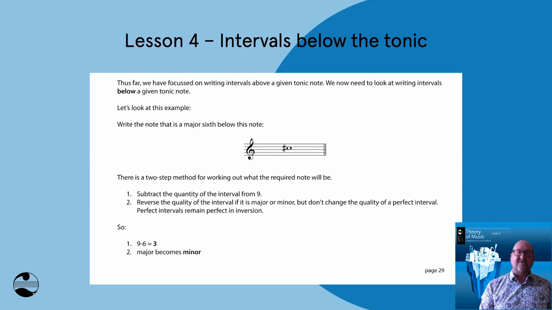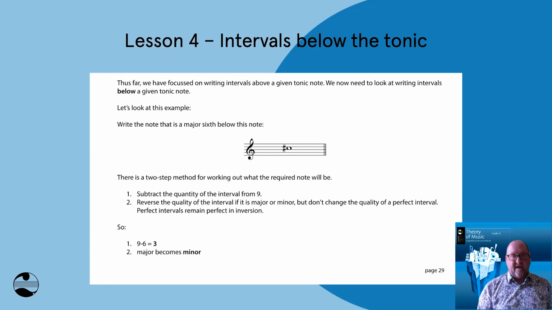The first one to look at is writing intervals below the tonic note. We haven't done this yet, and I think most of you will be familiar with the usual method. In the example on the screen, there's a C sharp, and we write the note that is a major 6th below this note. You subtract the number of the interval from 9 and reverse the quality. So the note that is a major 6th below that note is the same as a minor 3rd above it.